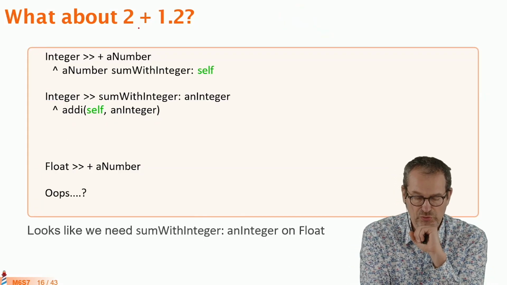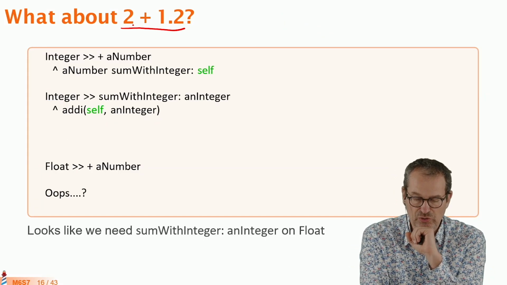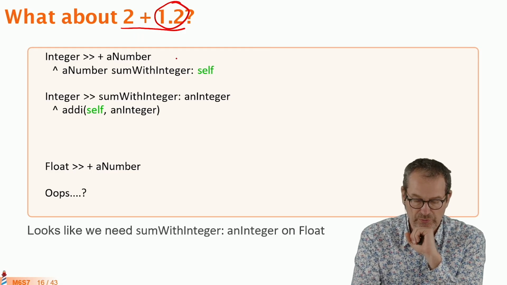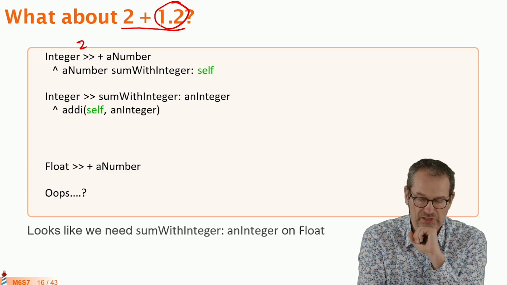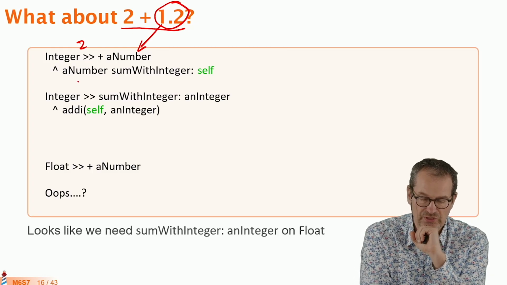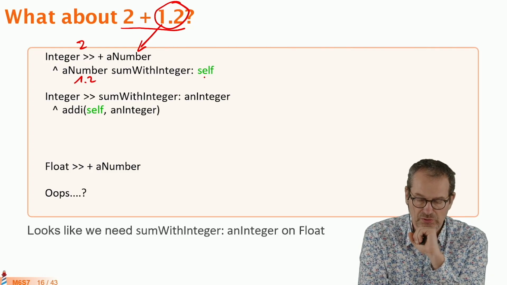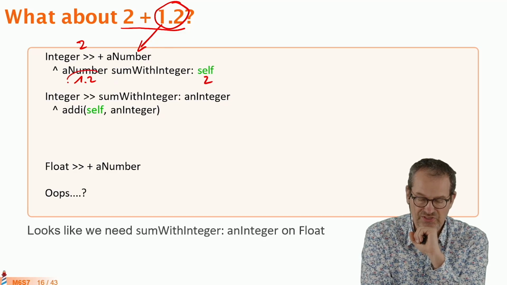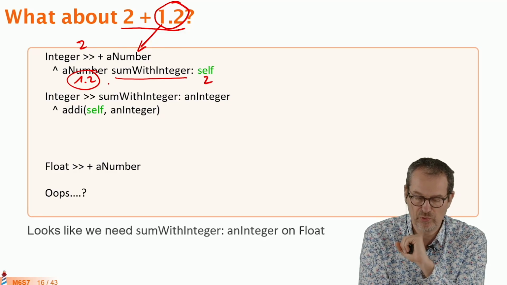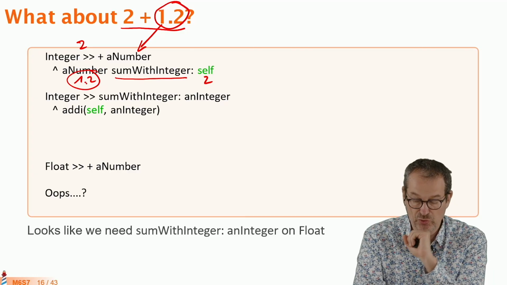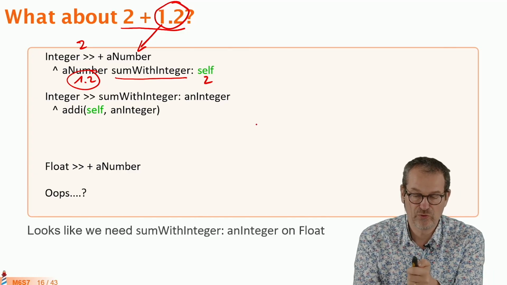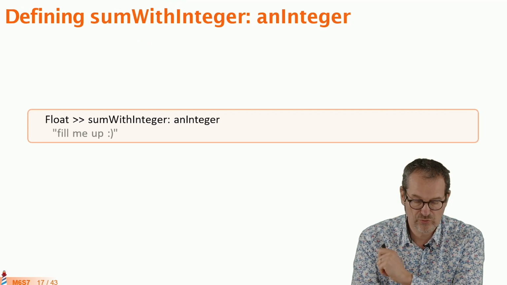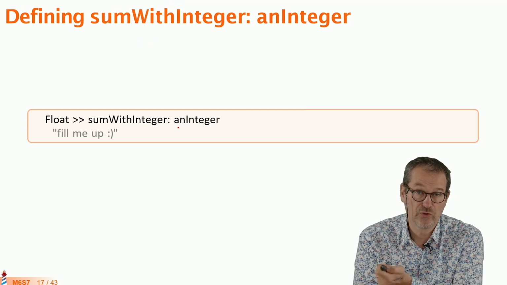So now the question is this: what about 2 plus a float? Because when I do that, if this is a float, I will have 2 here, a number will be a float, and I have 1.2 with 2. And the system will say, oh, I don't know what sum with integer is when I'm a float. So you know what? We should define sum with integer on float. So let's do it. What is sum with integer on float?